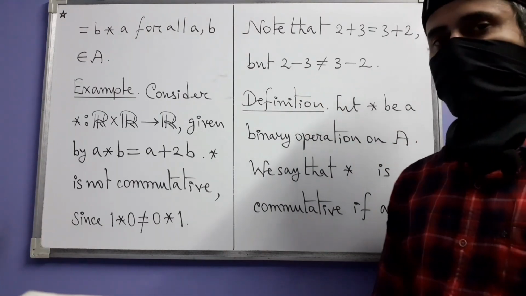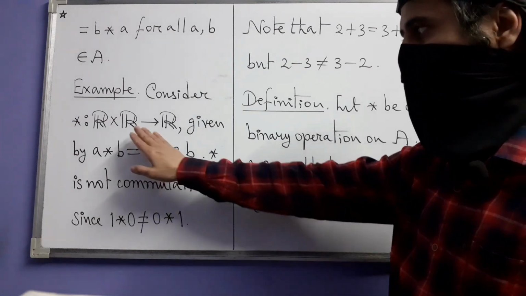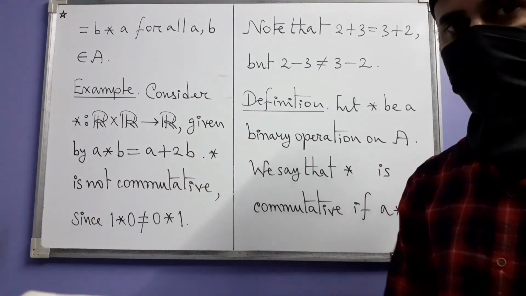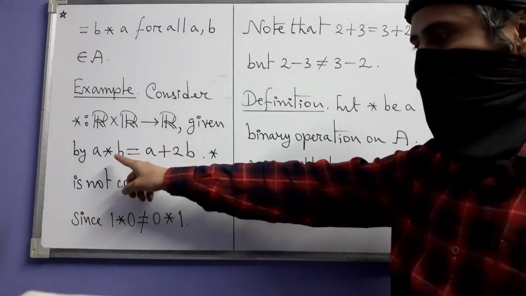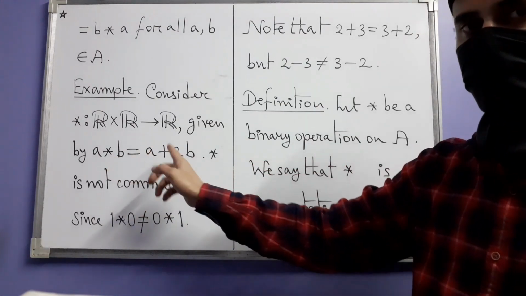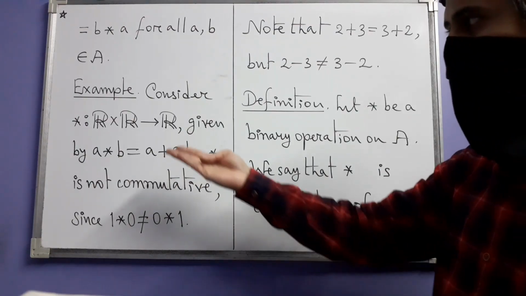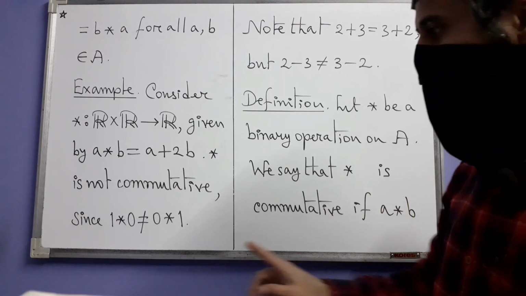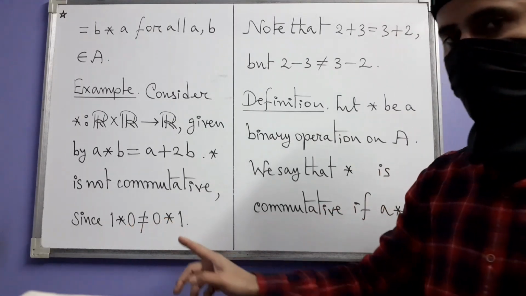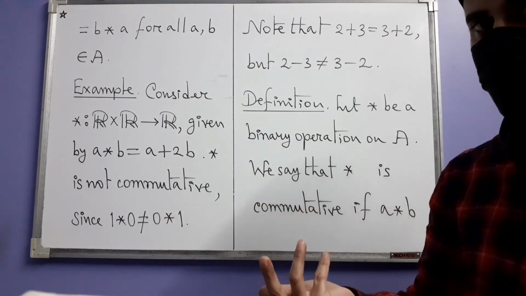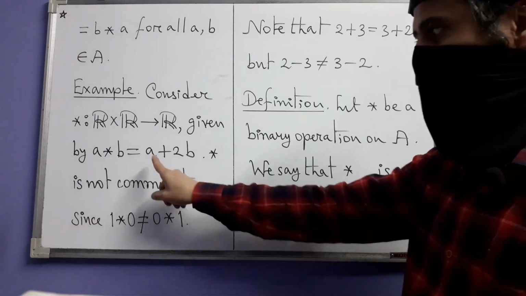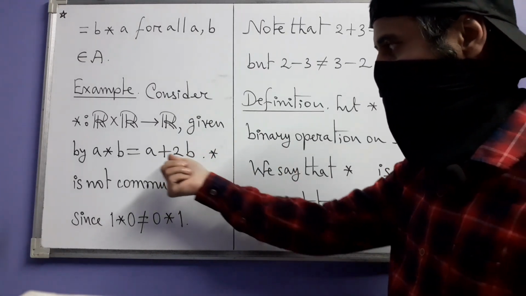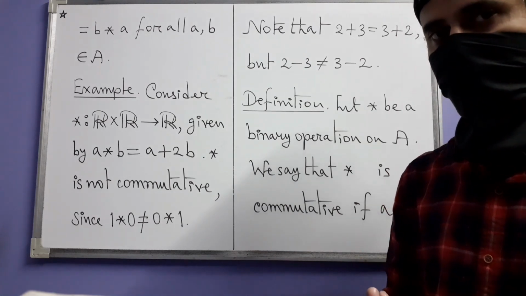A less common example of a binary operation on R that is not commutative is this. A star B is A plus 2B. For two given real numbers A and B, obviously A plus 2B is a unique real number. So this star is also a binary operation, but it's not commutative, because 1 star 0 and 0 star 1 are not the same real number. What is 1 star 0? 1 star 0 is 1. However, 0 star 1 is 2.